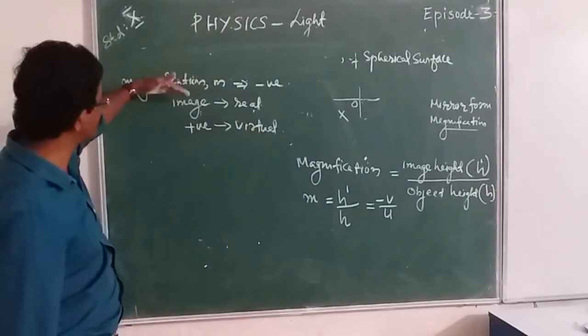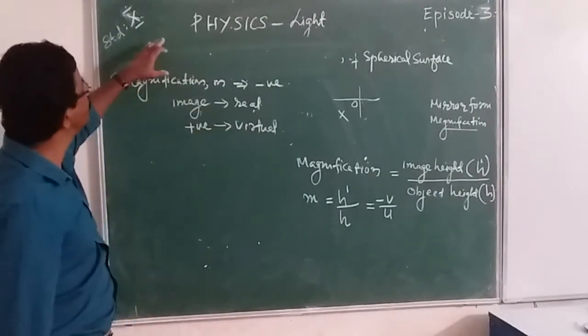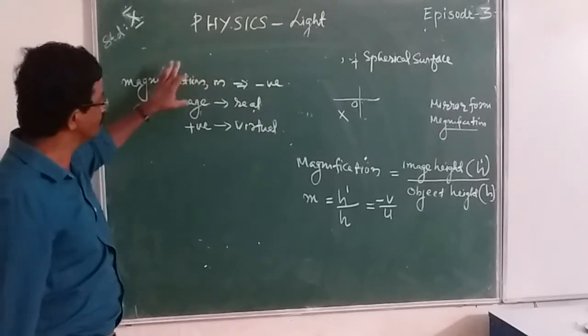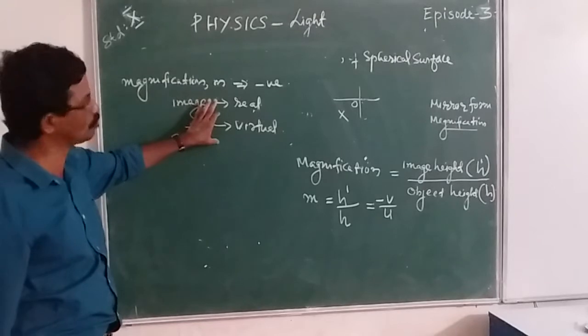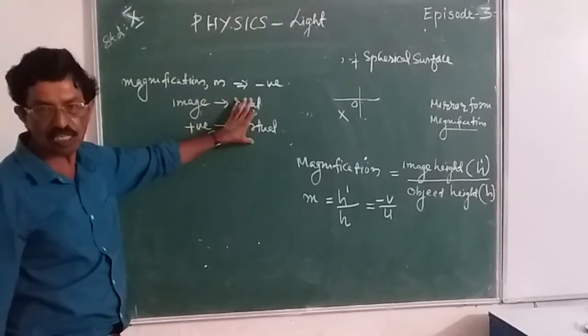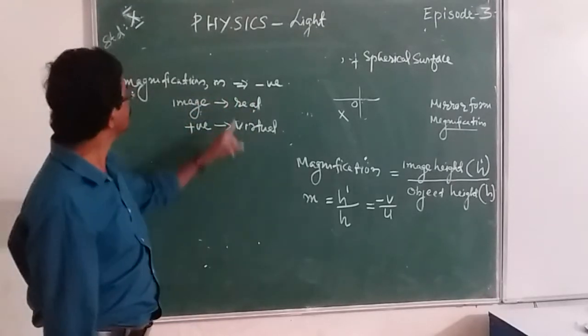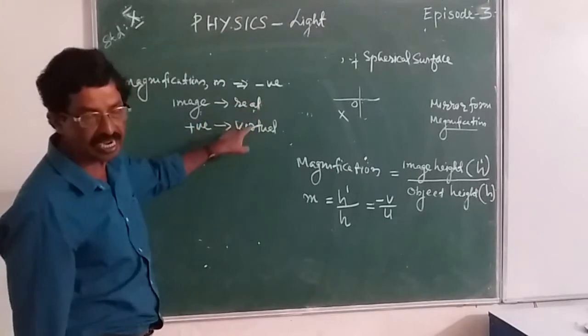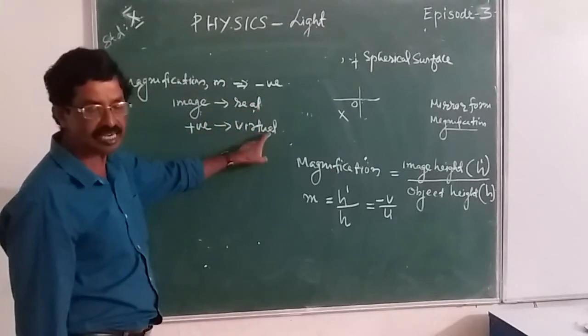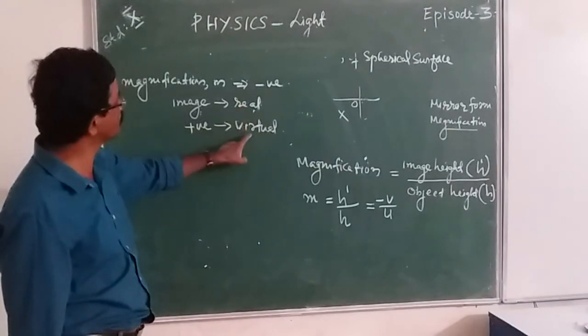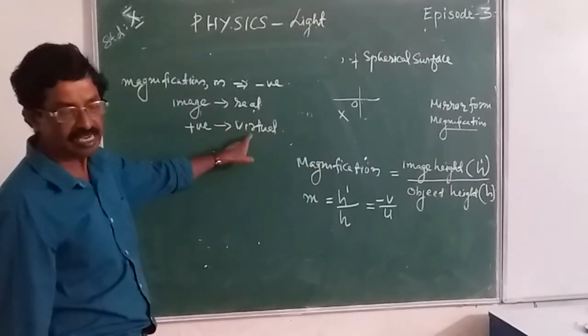That is the difference in magnification. If negative, it is a real and inverted image. If magnification is positive, it is a virtual and erect one. Here negative means real and inverted, and here positive means virtual and erect image is obtained.